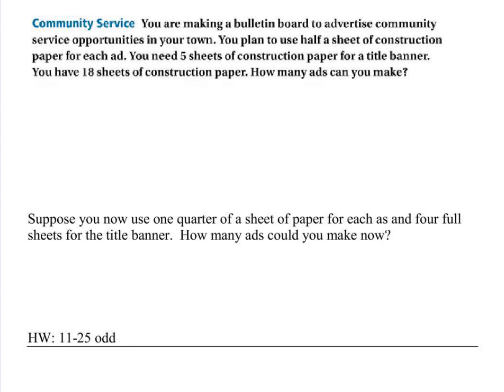You plan to use half a sheet of construction paper for each ad. What does half mean? 1 over 2, yeah. You need 5 sheets of construction paper for a title banner. Can you picture what a title banner means? Yeah, like across the top, it's apparently going to take 5 sheets of paper to do that. Then it says you have 18 sheets of construction paper. How many ads can you make?